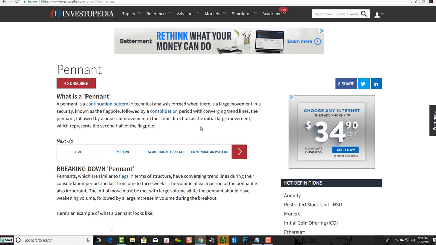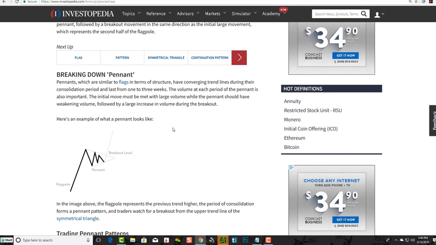So what is a pennant? A pennant is a continuation pattern in technical analysis formed when there is a large movement in a security known as the flagpole, followed by a consolidation period with converging trend lines, the pennant, followed by a breakout movement in the same direction as the initial large movement, which represents the second half of the flagpole.